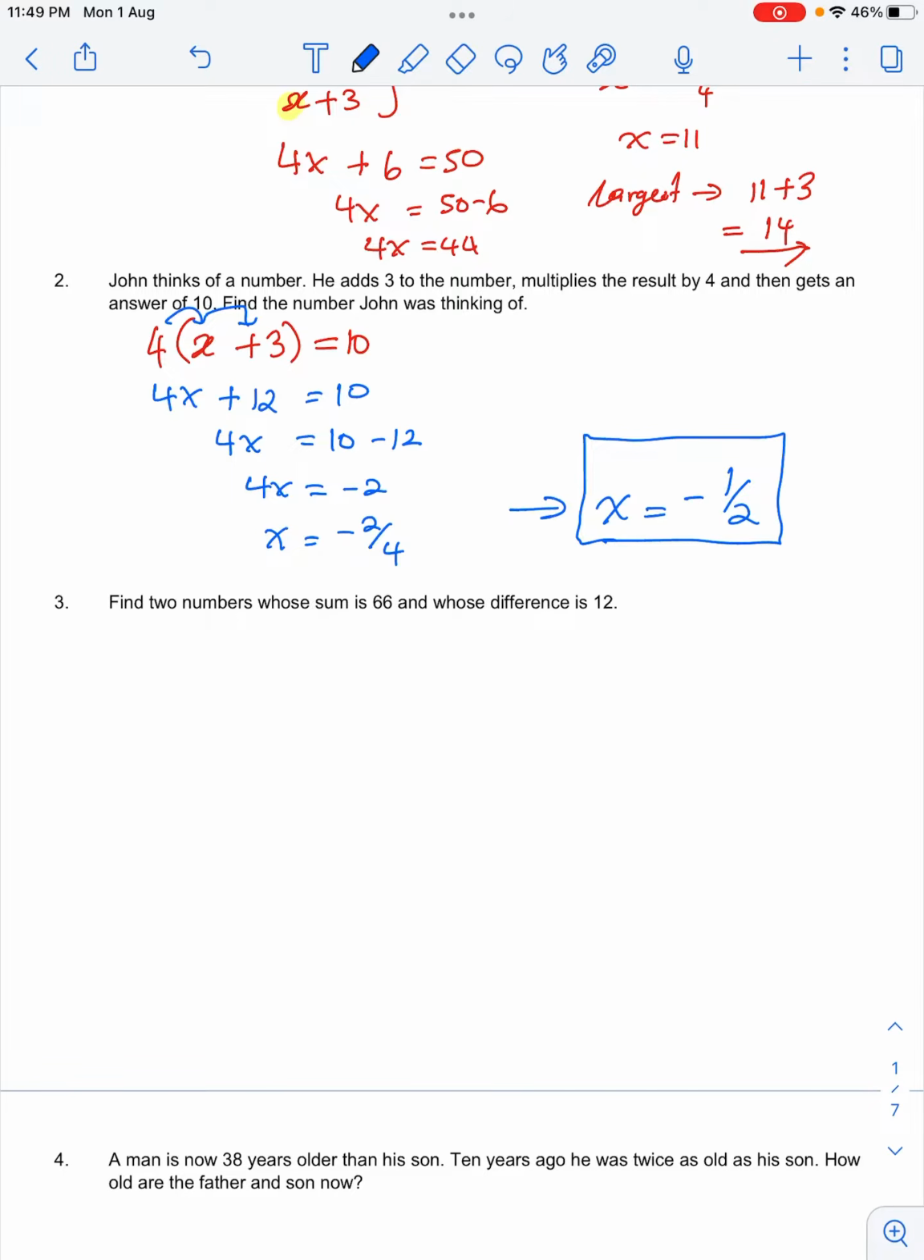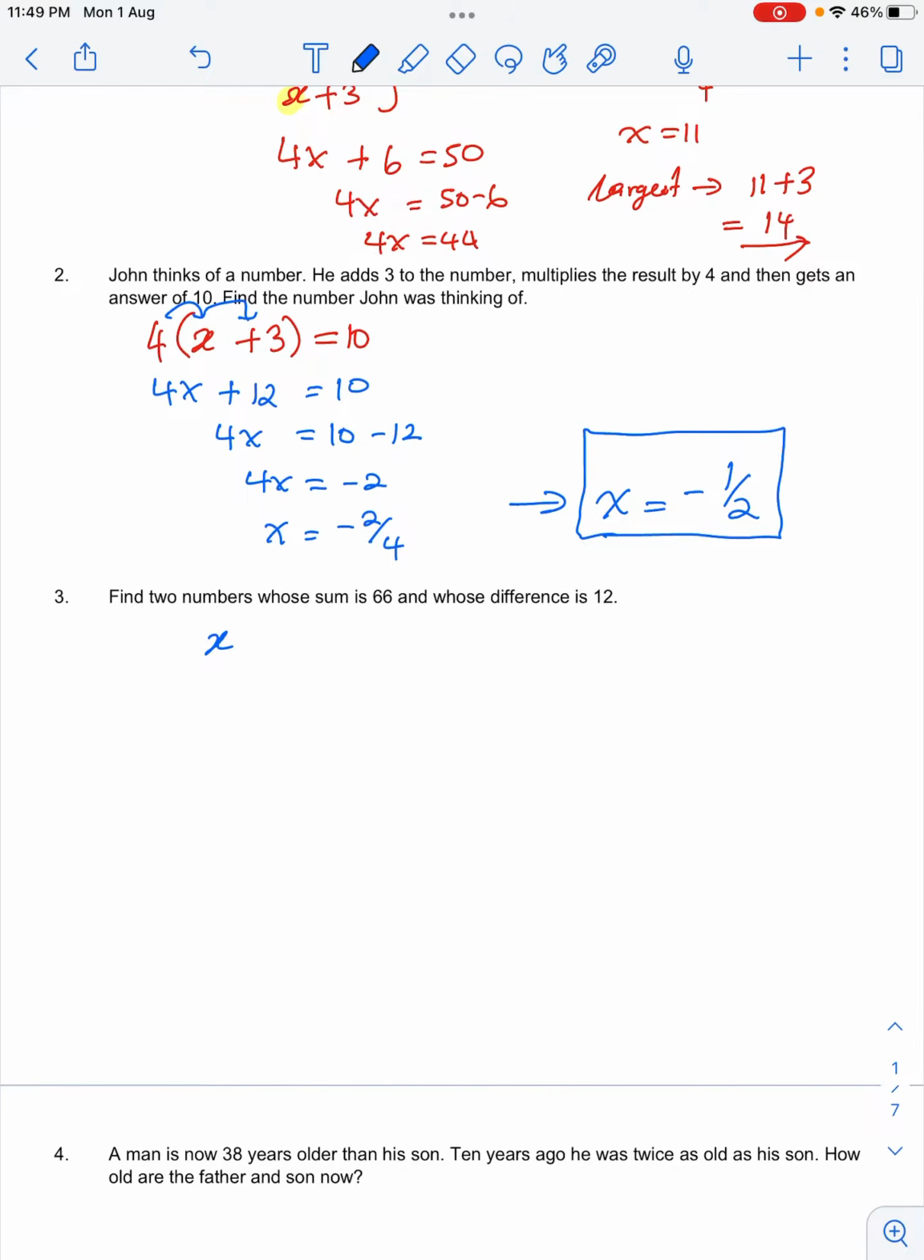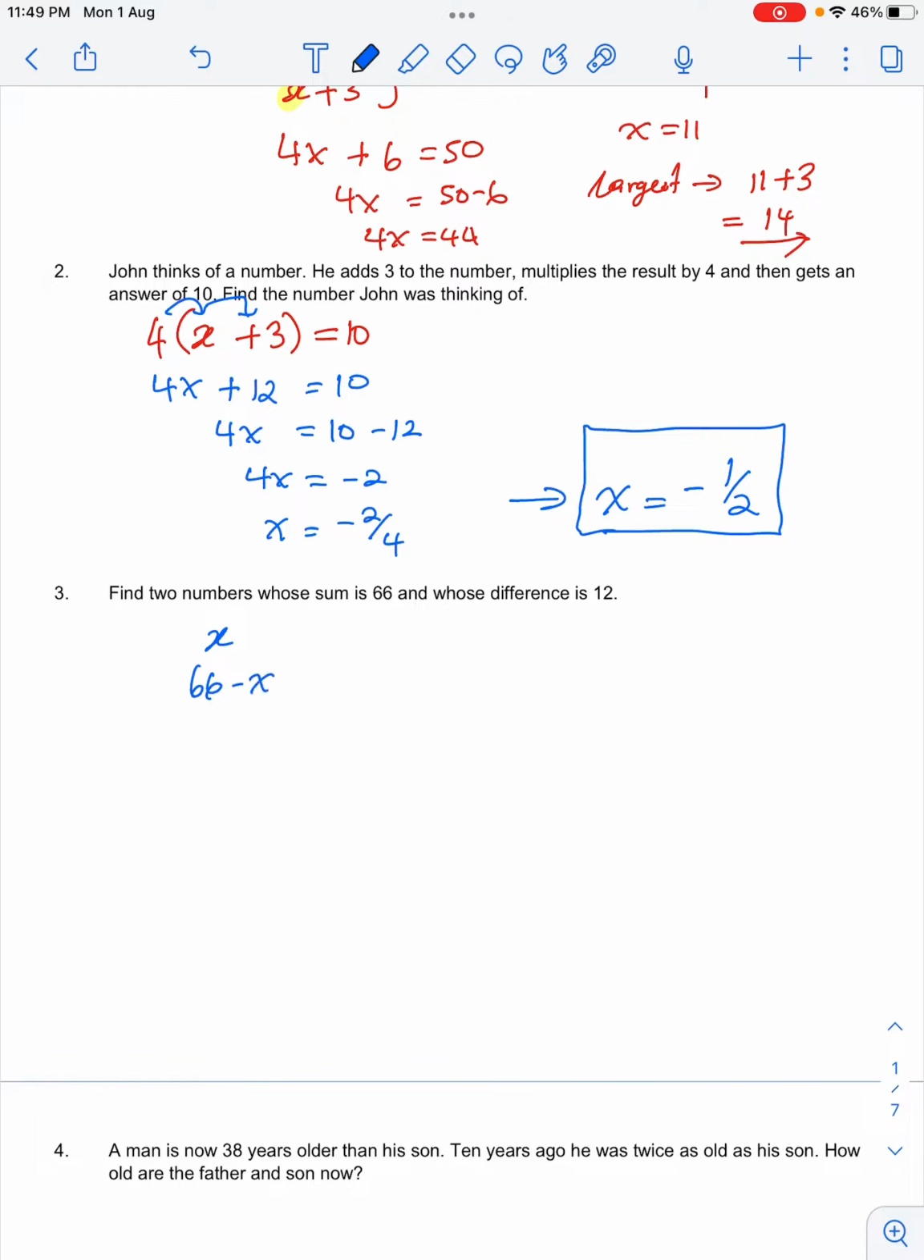So let's start by saying, let x represent one number, and the other number would be 66 minus x. So what we know is this is going to be the small number, and this is going to be the large number. If I told you that two numbers, when you add them, give you 66, that's how you are going to write it. So what do we know? We know that if you take the big number, which is 66 minus x, and we subtract the small number, we should get 12.